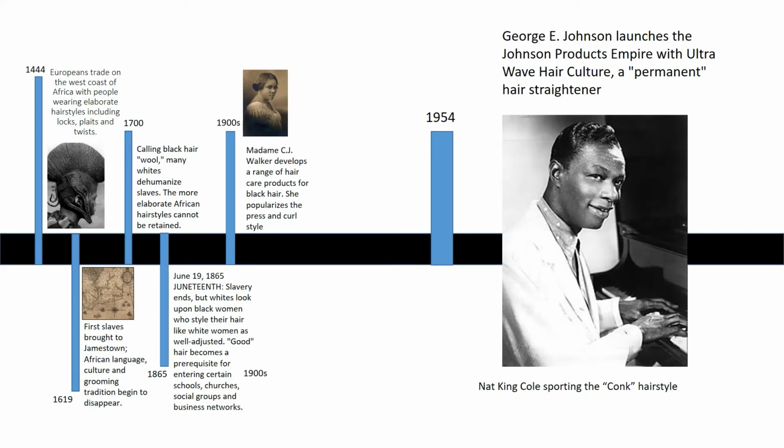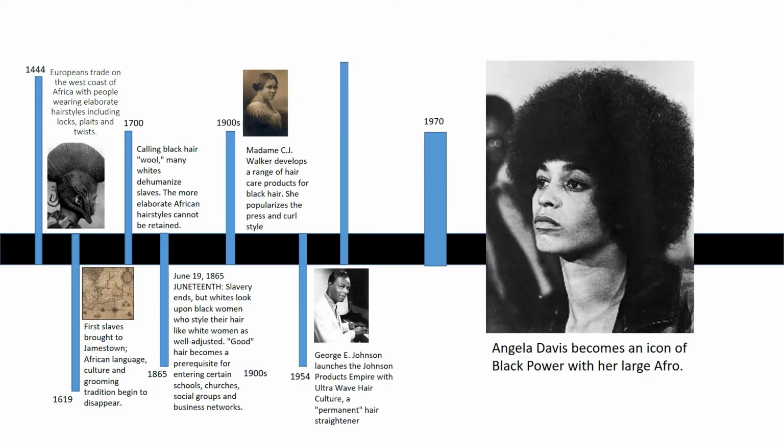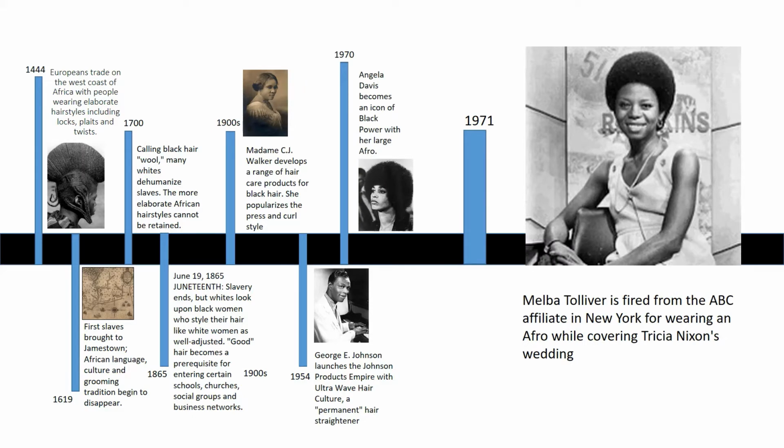In 1954, George E. Johnson launches the Johnson Products empire with ultra-wave hair culture, a permanent hair straightener. And here we have Nat King Cole sporting the conch hairstyle. In 1970, Angela Davis becomes an icon of Black power with her large afro. In 1971, Melba Tolliver is fired from the ABC affiliate in New York for wearing an afro while covering Tricia Nixon's wedding. She was fired for her hair.